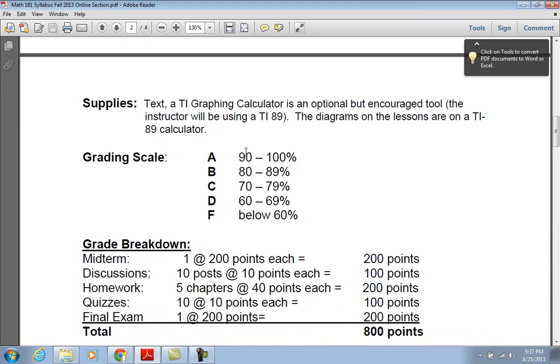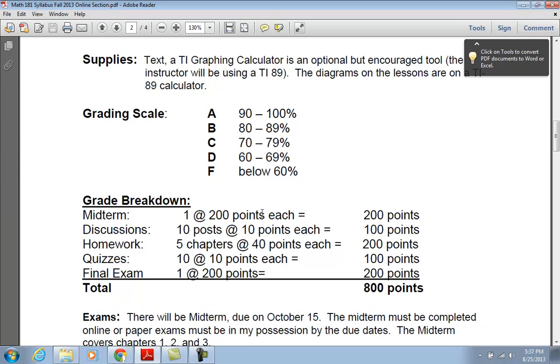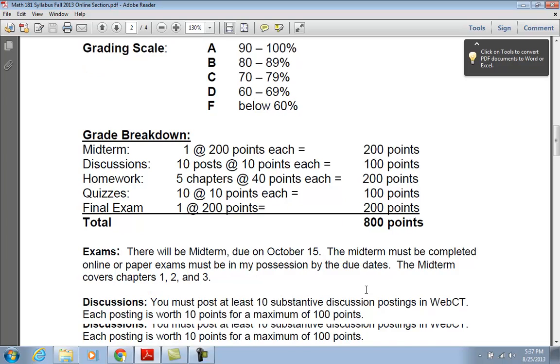Okay, the grading scale is pretty standard: A, B, C, D, F. Grade breakdown: there's a midterm at 200 points, 10 discussion postings. You could do more than 10, but you need 10 to get the full points under discussions. That's 100 points. Homework: 5 chapters at 40 points each, 200 points. And really, I know it's 6 chapters because we have 2 sections from chapter 6, but I kind of lump 6 and 1 together because together they make what the other chapters are, as far as weight. Quizzes: 10 at 10 points each, and a final exam, 1 at 200 points, so a total of 800 points.